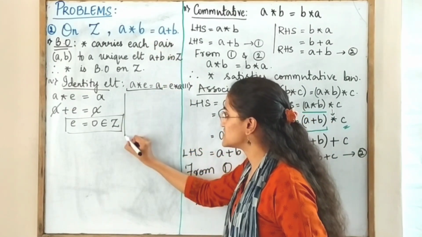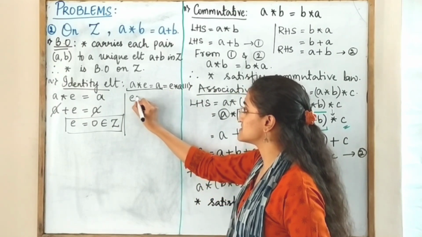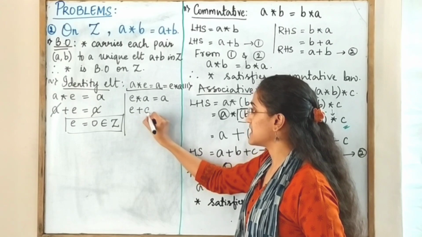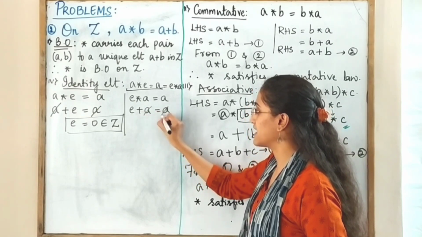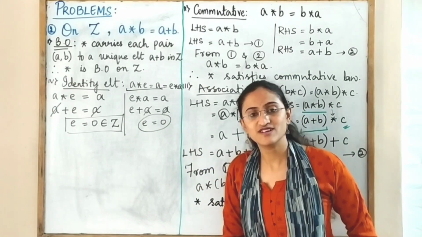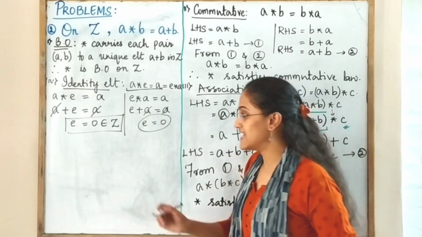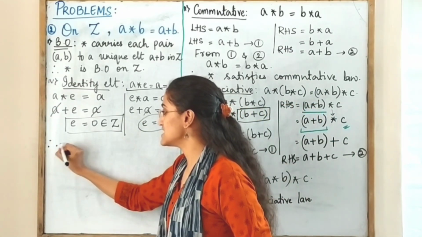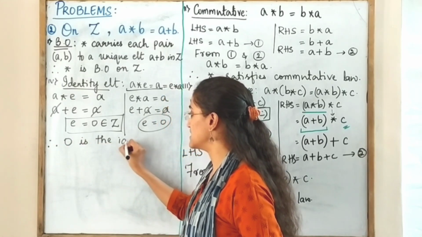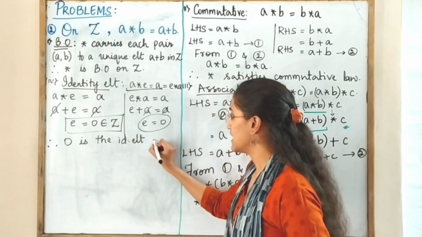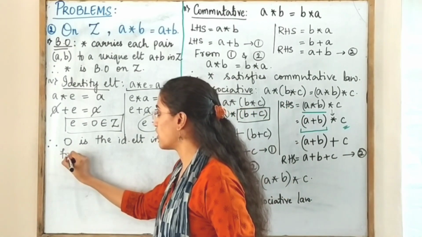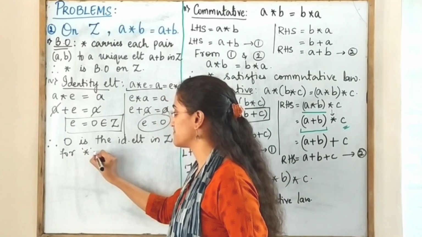You may also check the other equation, that is E star A is equal to A. We get E plus A is equal to A; A gets cancelled and again we are left with E is equal to 0, which belongs to Z, and hence you can conclude that 0 is the identity element in the set of all integers for the operation star.